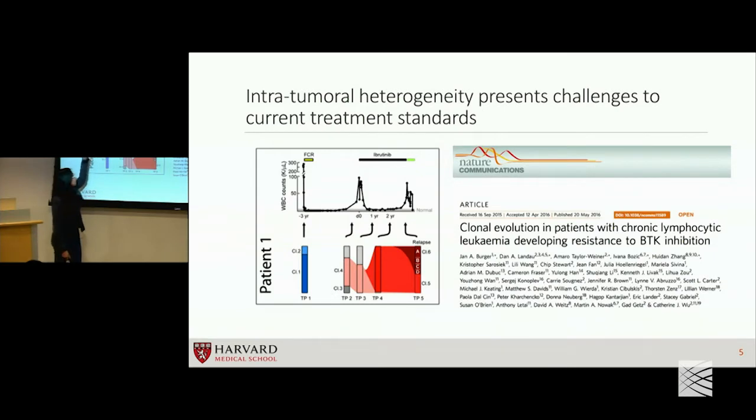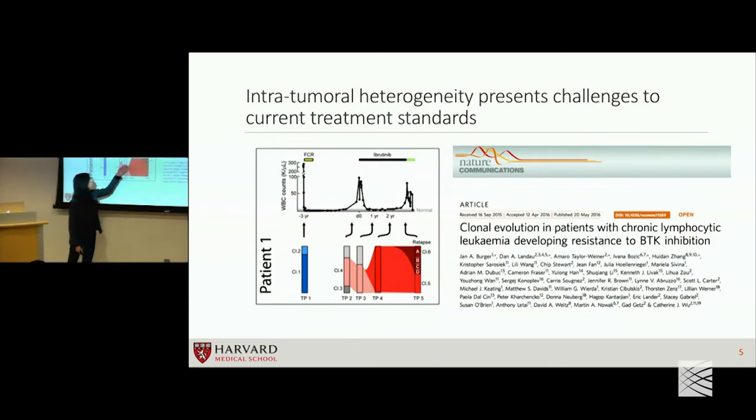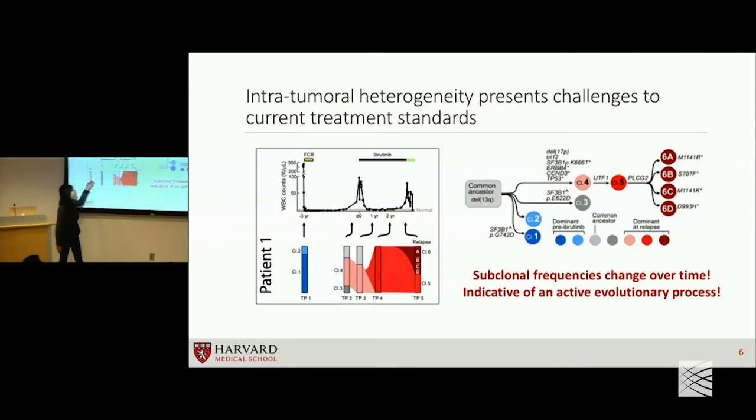So this is a particular patient where we have longitudinal data. In the initial time point, they had a particular SF3B1 mutation affecting all the tumor cells, but then over time, they had relapses and went on ibrutinib treatment, and unfortunately again relapsed, and then went into salvage therapy. But we can see that the dominant subclones and the mutational frequencies change over time. By the time they had their final relapse, all the cells had the original SF3B1 mutation, but they gained additional mutations in UTF1 and PLCG2. And there are actually subclones with different PLCG2 mutations that we were able to see through bulk sequencing.